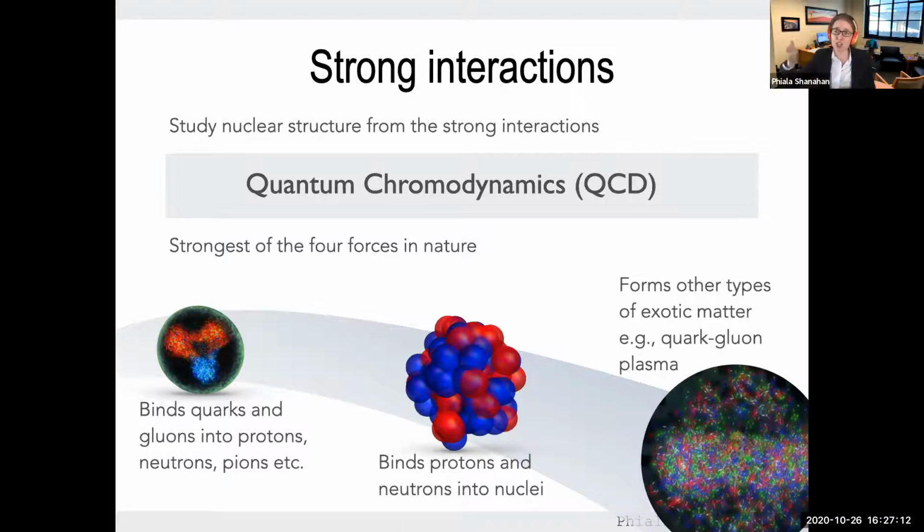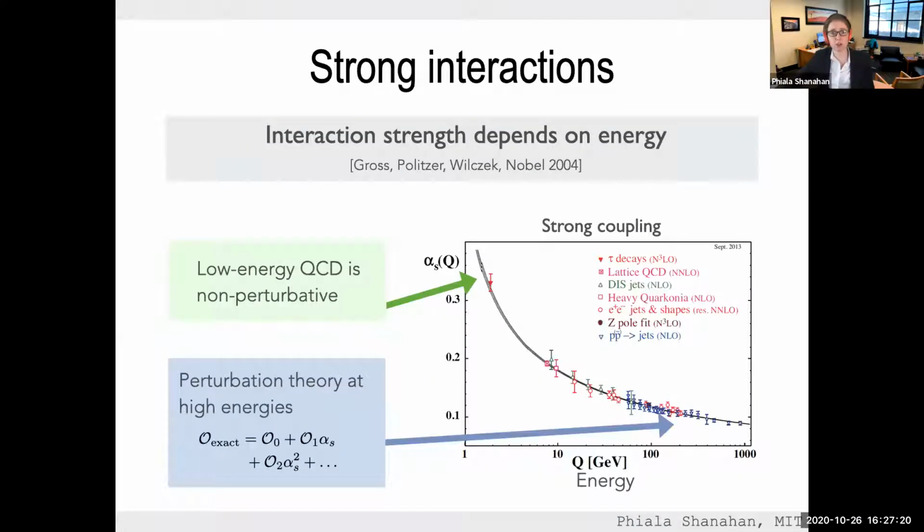But at the low energy scales relevant to, say, the structure of a nucleus at rest, the strong interactions are difficult to study because the interaction strength depends on energy. So what I'm showing here in this figure is the strong coupling as a function of energy here on the horizontal axis. And you see that at low energies, the coupling becomes large. What that means is that we can't do a perturbative expansion in powers of the coupling. Of course, at high energies here, where the coupling's small, you can.